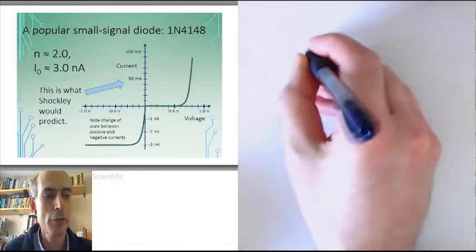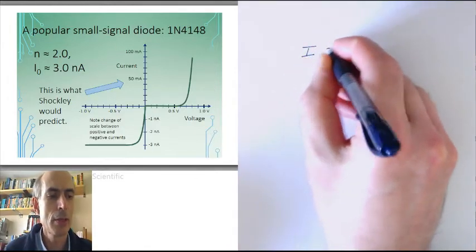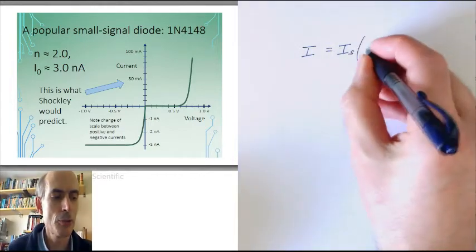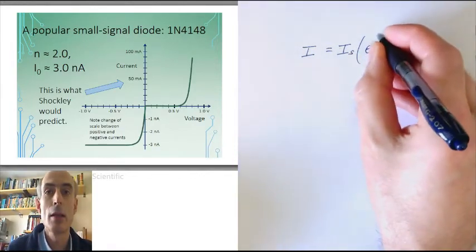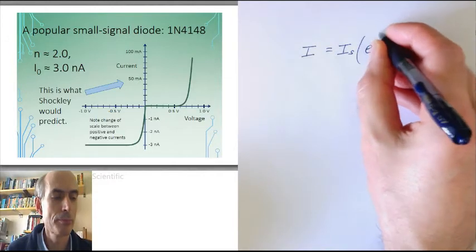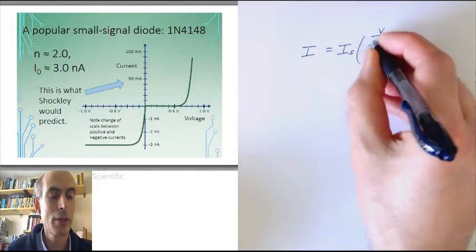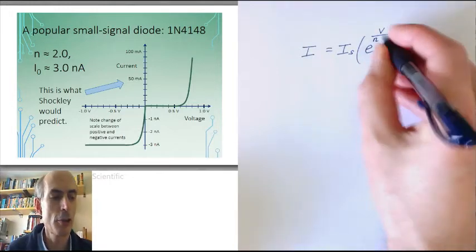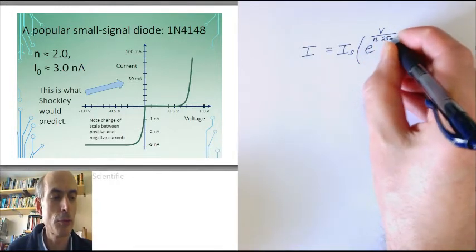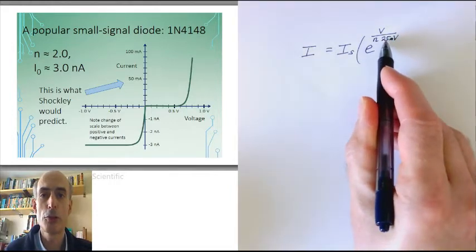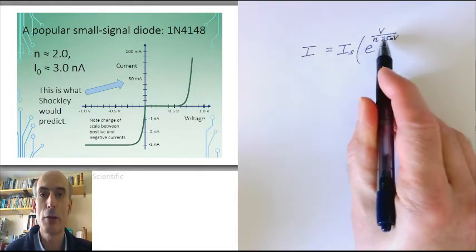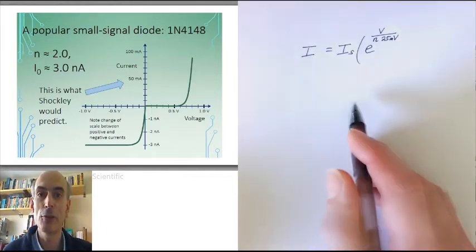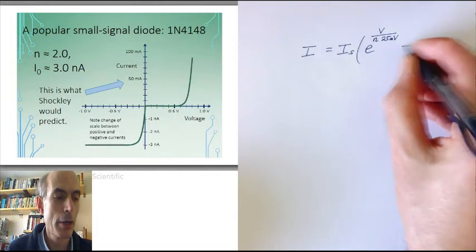It says that the current through a diode is equal to a constant called the saturation current of the diode times e to the power of the voltage across the diode divided by the ideality factor times a constant which at room temperature is about 25 millivolts. It's actually the Boltzmann constant times the absolute temperature divided by the charge on an electron, but it works out to be approximately 25 millivolts at room temperature. Minus 1.